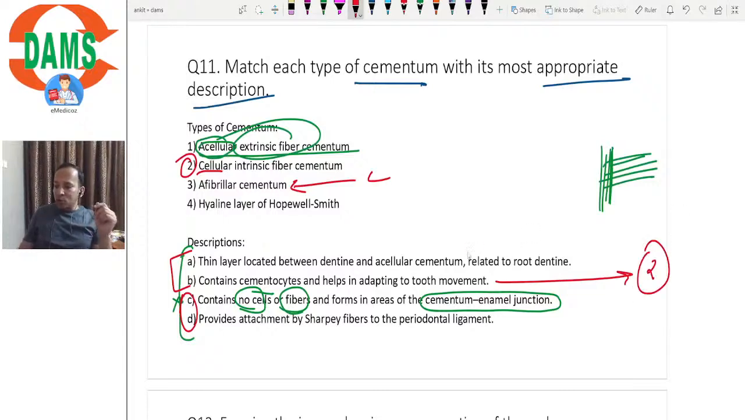वेरी गुड। तो ऑटोमेटिकली ऑप्शन ए किसका हो गया? 4, that is hyaline layer of Hopewell Smith. ये हमने क्लास में भी पढ़ा था। The outermost layer of the root surface is the hyaline layer of Hopewell Smith. So on its outer side you will see the acellular extrinsic fiber cementum, and on the inner side you will see the regular dentine, right? Since this hyaline layer is a hybrid layer, isn't it? We neither classify it as cementum nor as dentine. So अंदर dentine है, बाहर cementum है, right? Option A is the hyaline layer of Hopewell Smith. Is it clear?